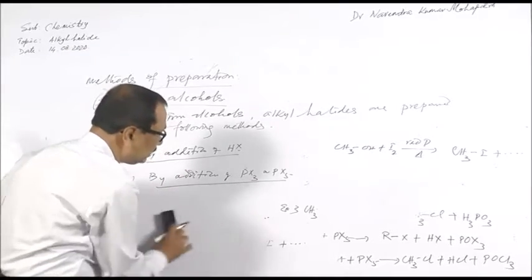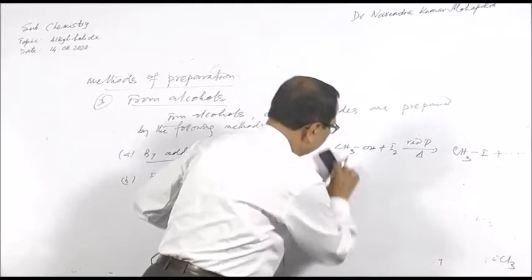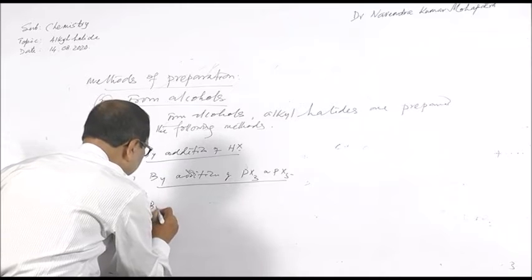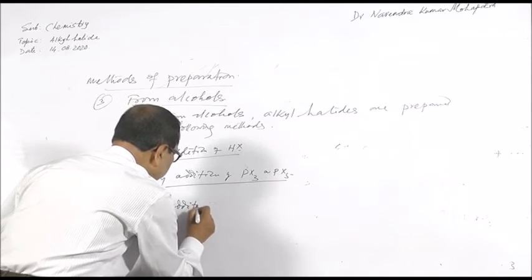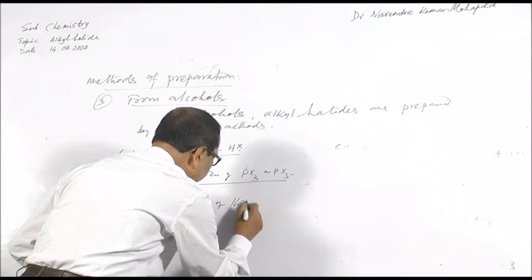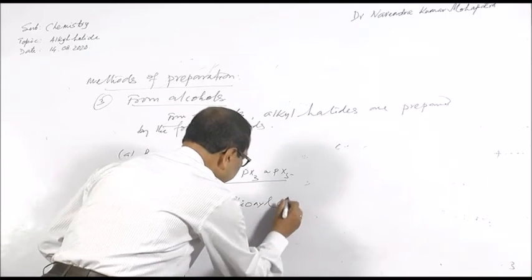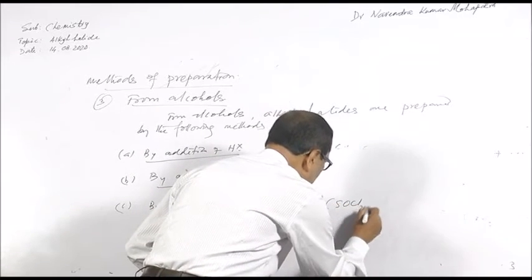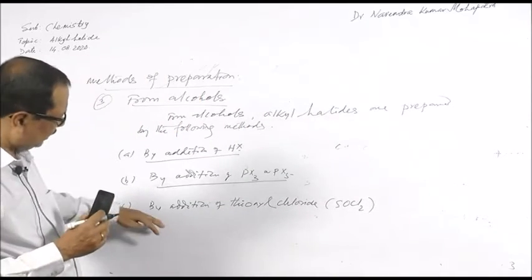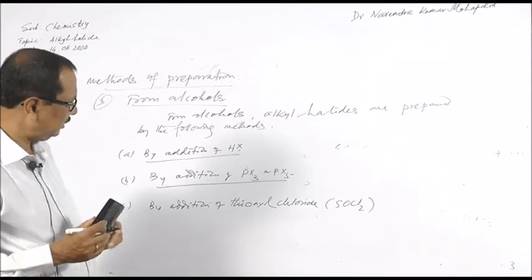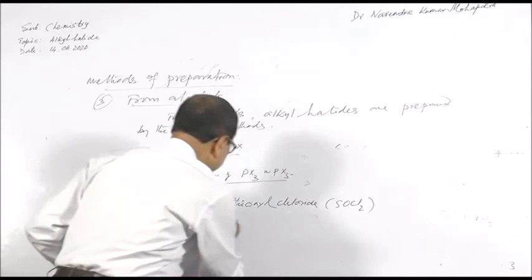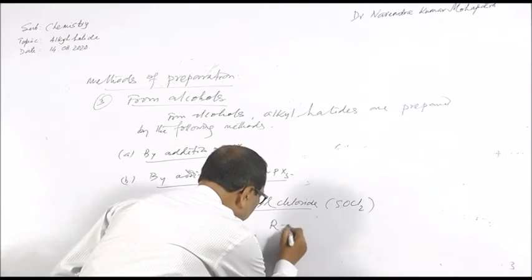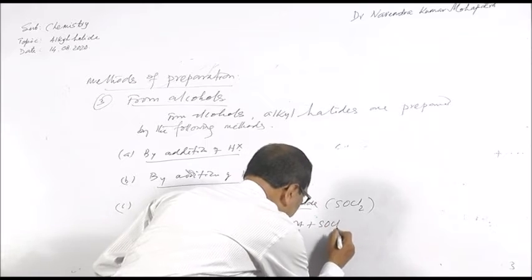The third method of preparation of alkyl halide from alcohol is by addition of thionyl chloride, that is SOCl2. This reaction is exclusively for preparation of alkyl chloride. Alkyl bromide and alkyl iodide cannot be prepared by this method. When alcohols are treated with thionyl chloride, they give you alkyl chloride, that is ROH plus SOCl2.